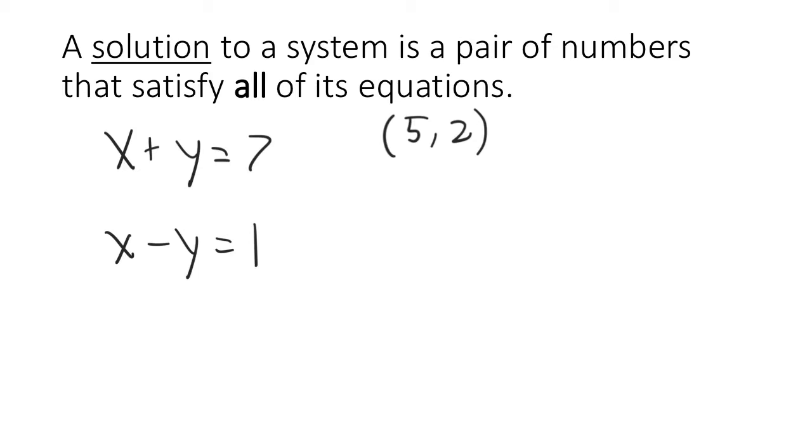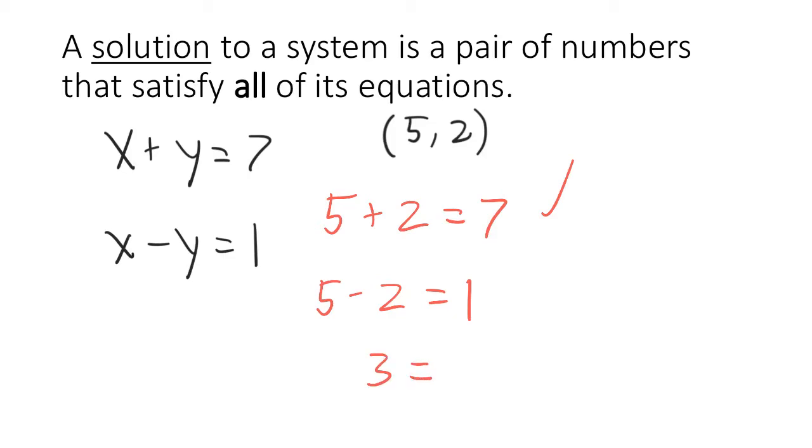So let's check and see if it's a solution. What we're going to do is plug in 5 for x and 2 for y in each equation and see if we end up with something true. So for the first one, we would have 5 plus 2 equals 7. Well, that works. That's good news. And now we check the second one. 5 minus 2 equals 1. Well, if we subtract 5 minus 2, we get 3. And 3, unfortunately, is not equal to 1. So our point (5, 2) satisfies the first equation, but it doesn't satisfy the second equation, and so it is not a solution to the system.